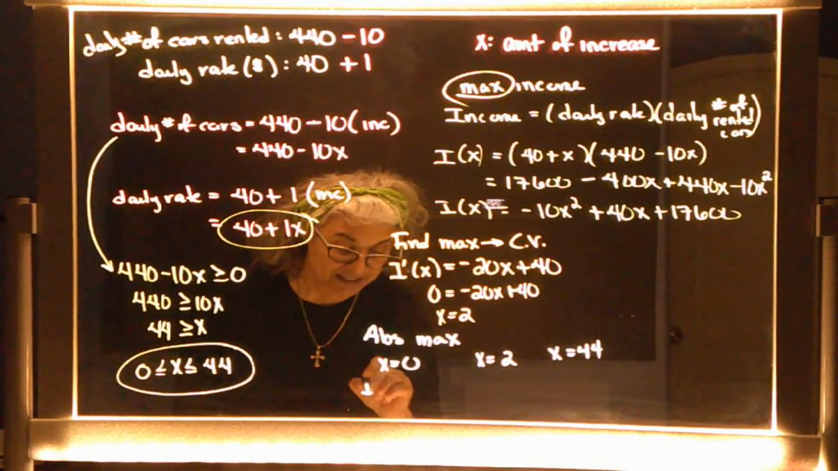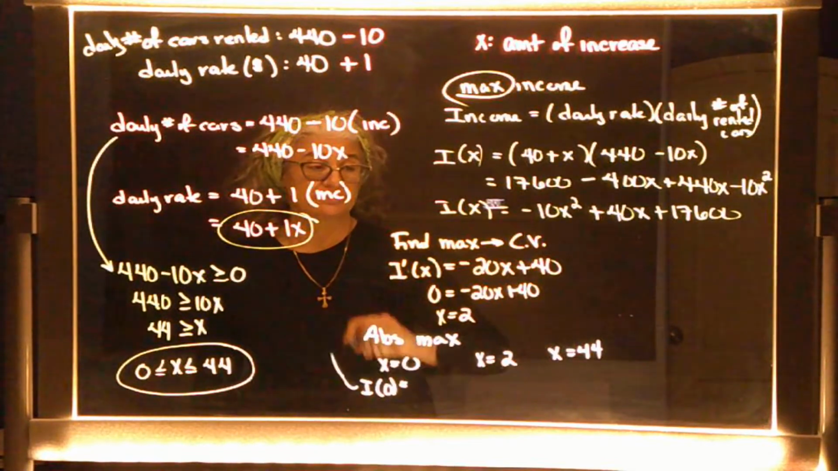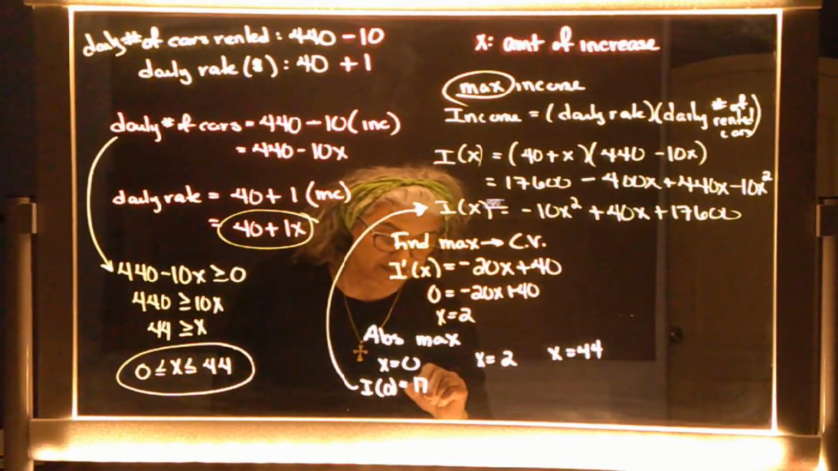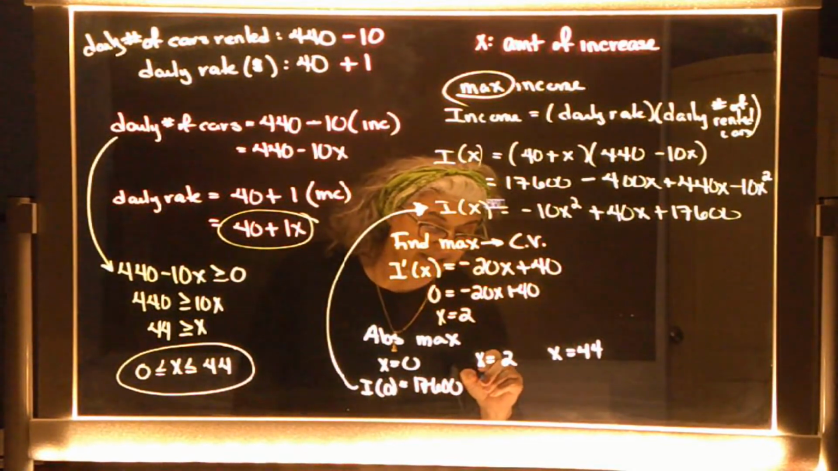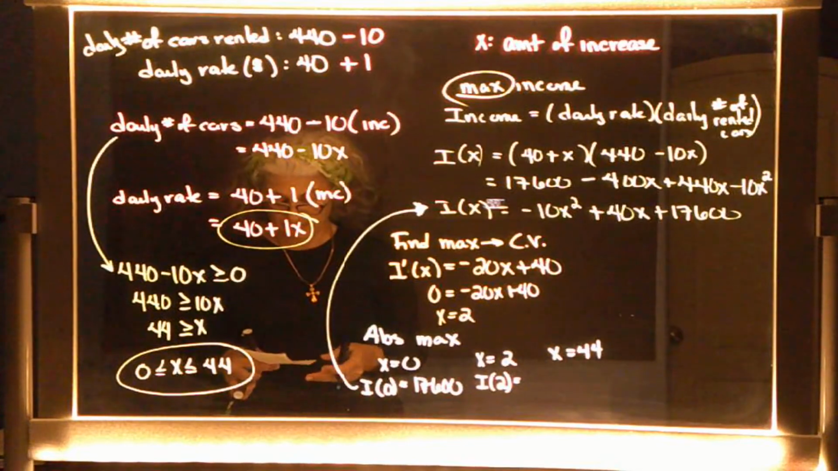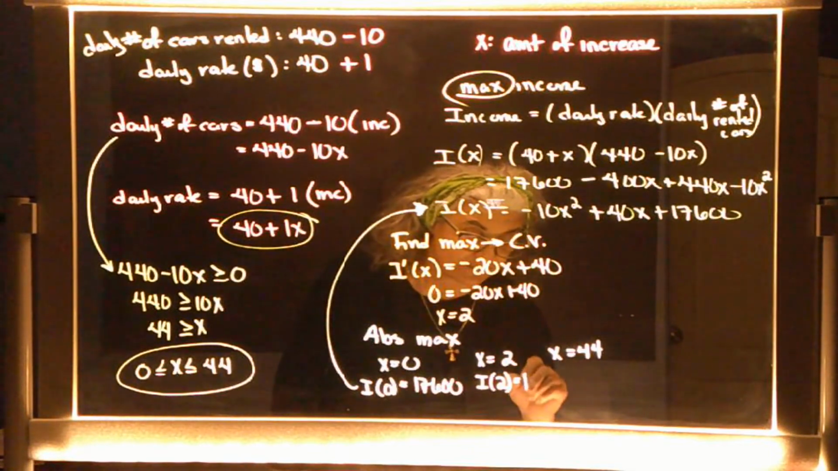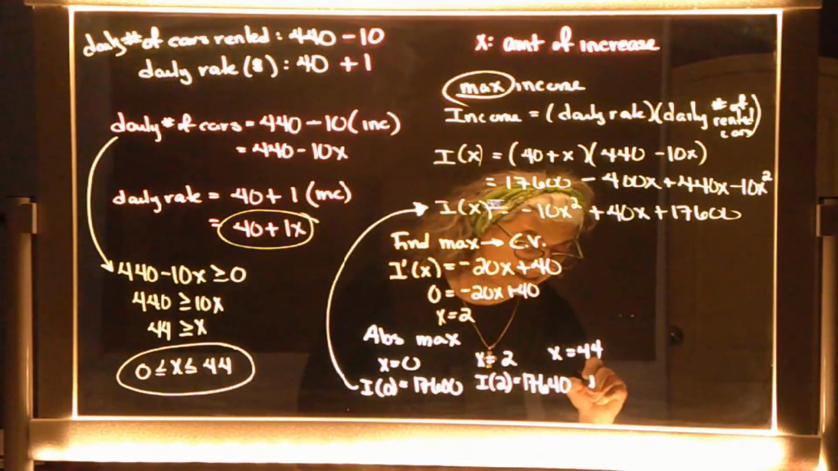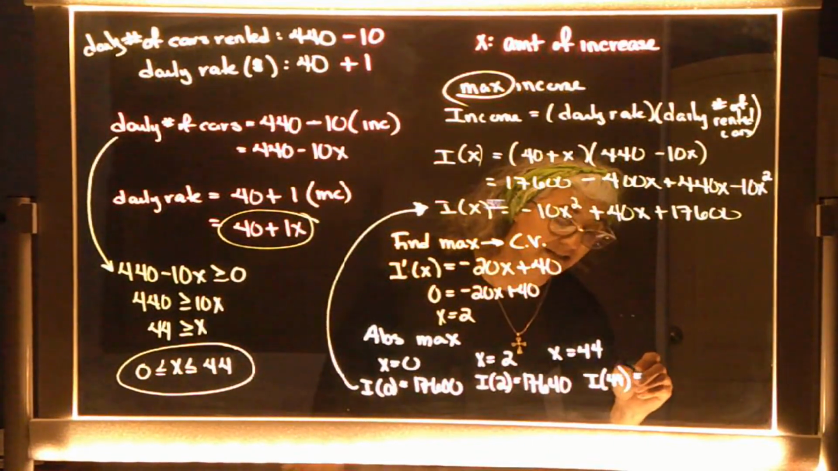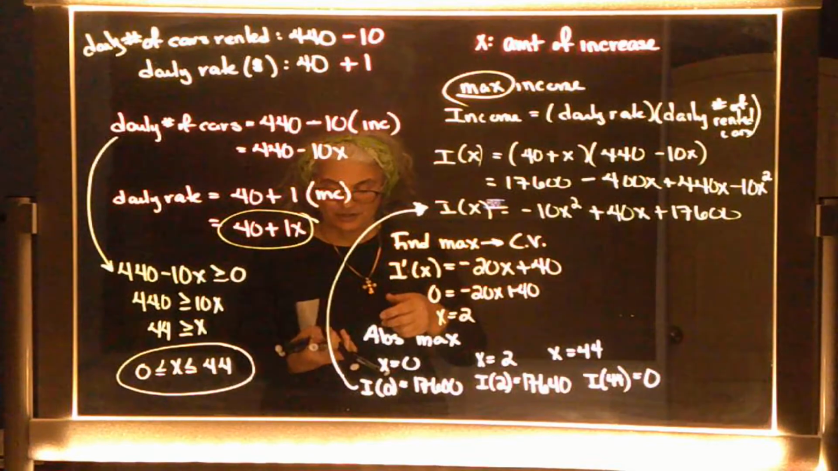Which means the income at 0, here's my income equation, right? What do you get at the income at 0? 17,600. Okay. At x equals 2, what's your income with the increase being 2? Go ahead, work it out. I've already got mine worked out. You guys need to work yours out. What'd you get? Good. 17,640. And the income at 44, at the amount of increase being 44, is? Yeah, 0. I got the same thing. I got 0.